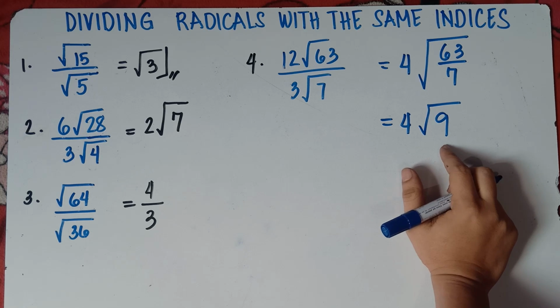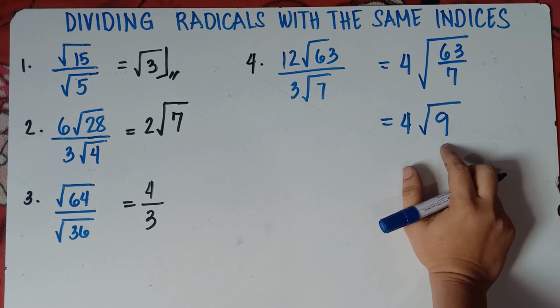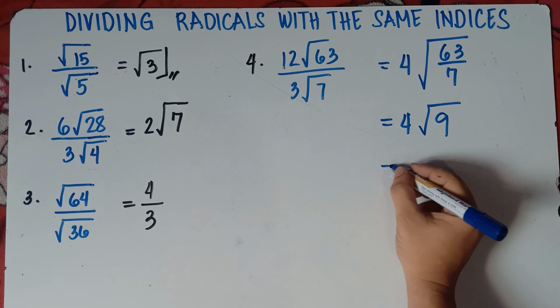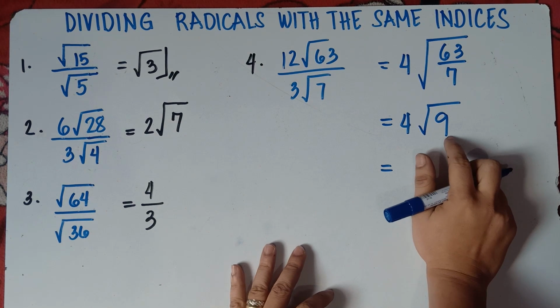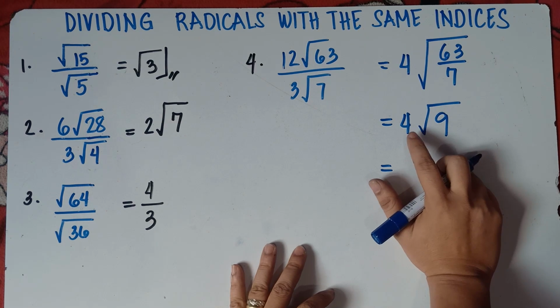Can we simplify square root of 9? Yep, we can simplify square root of 9. What's the square root of 9, class? That's correct. The square root of 9, that is 3. You put it outside the radical symbol. You multiply it by 4.